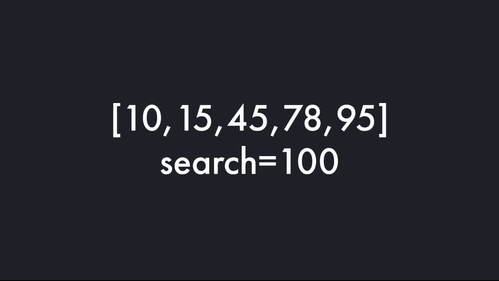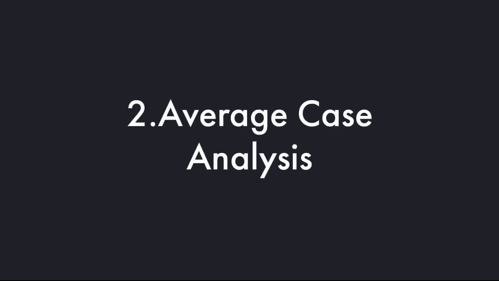Here is the second example for the worst case analysis. We are searching for a particular element that is not present in the list. Here the example is 100. Since 100 is not present in the list, the n comparisons will take place and the result will be the worst case analysis.